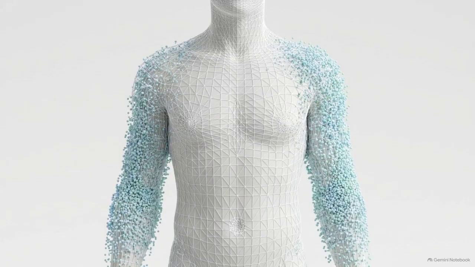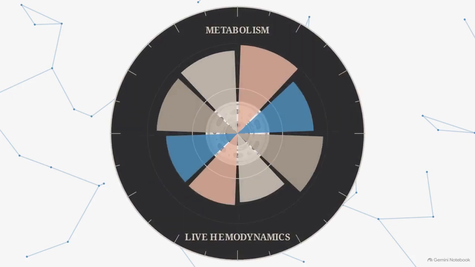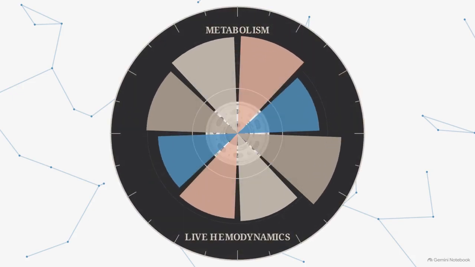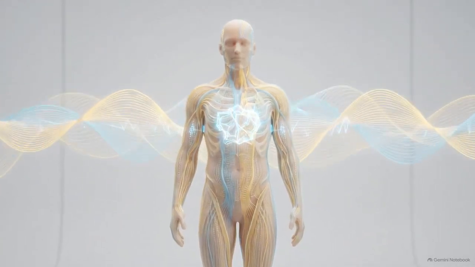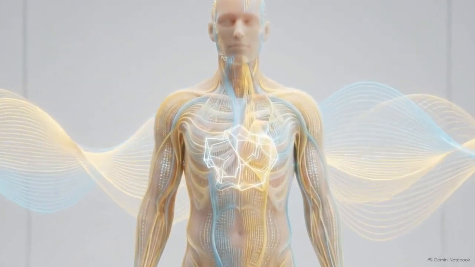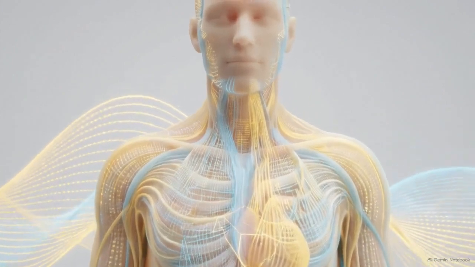The horizon of the field is the shift away from mapping static anatomy. Research is moving toward the real-time, quantitative mapping of cellular metabolism and live hemodynamics. Medical imaging has evolved from projecting the physical shadows of the dead to mathematically engineering and decoding the living signals of the human body.